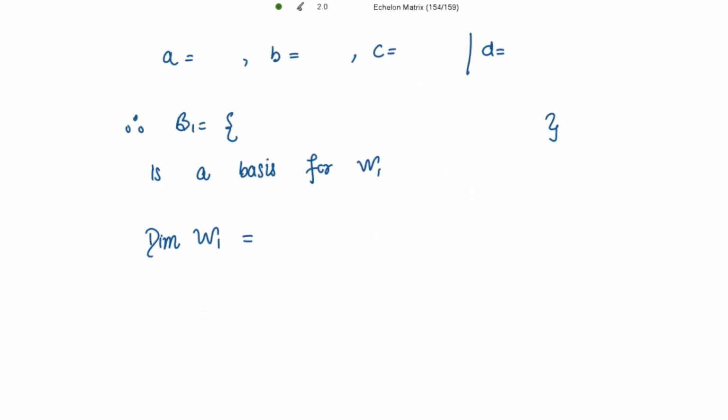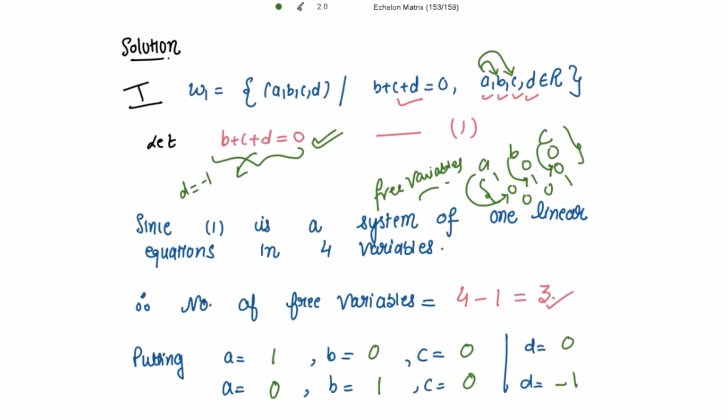Similarly, for the third set, we have 0, 0, 1. And for these values, the value of D comes out from this equation. Here C is 1 and B is 0, so the value of D is negative 1.